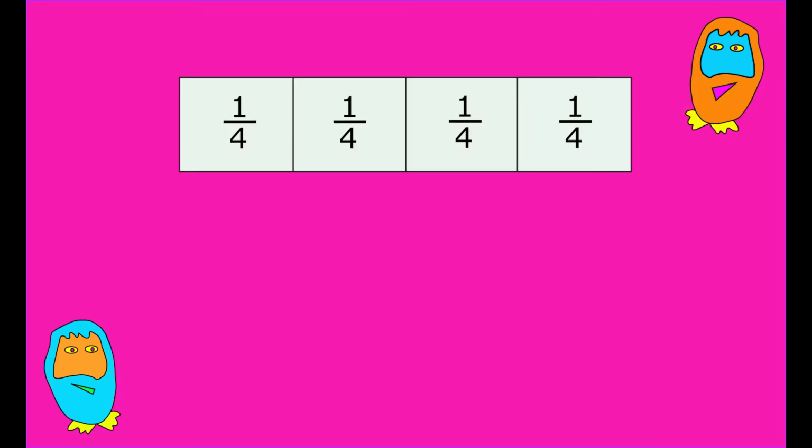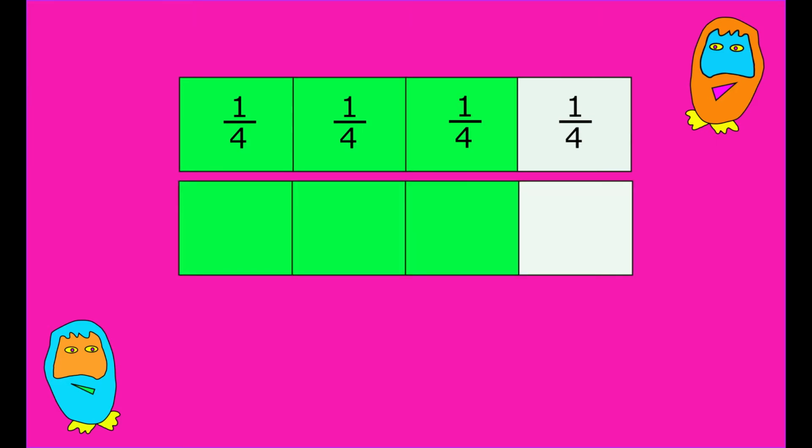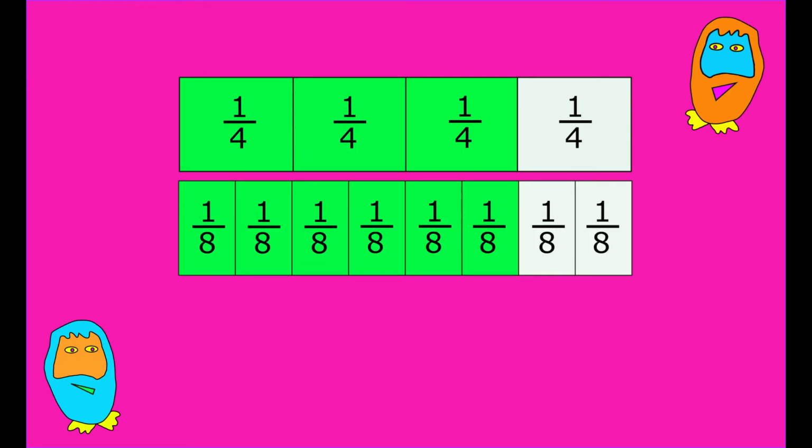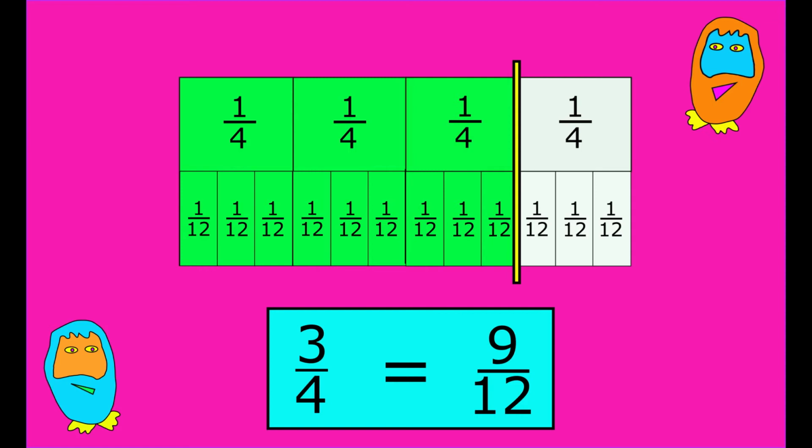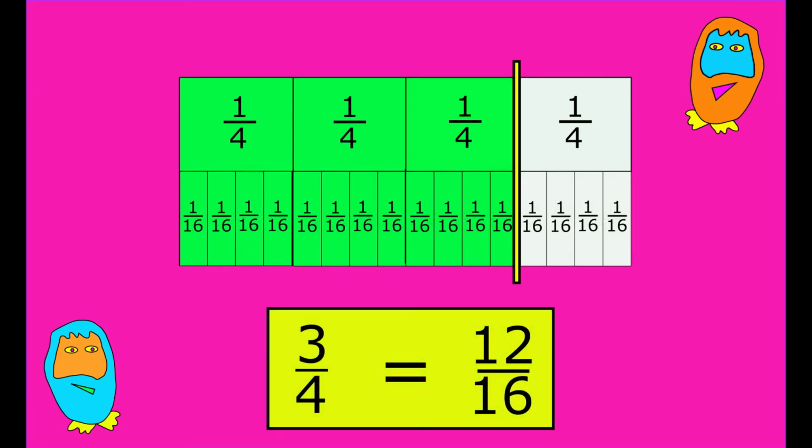Let's take another bar and split it into 4 equal pieces. Each one is a quarter. And now let's colour in 3 quarters. Let's draw another bar of the same size and split each part into 2. These will each be eighths. And as you can see, 3 quarters is equal to 6 eighths. And actually it is also the same as 9 twelfths. And 3 quarters is also the same as 12 sixteenths.